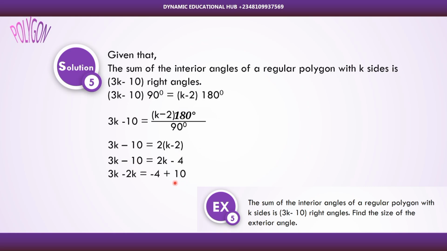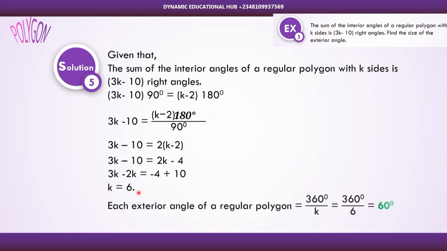What is 3k minus 2k? You're left with 1k, and minus 4 plus 10, you have 6. So the number of sides this polygon has is 6. So each exterior angle of a regular polygon, remember this formula, is 360 degrees divided by n. So you now have 360 degrees divided by the number of sides, which is 6. 360 degrees divided by 6, you have 60 degrees. Now we've solved our question.